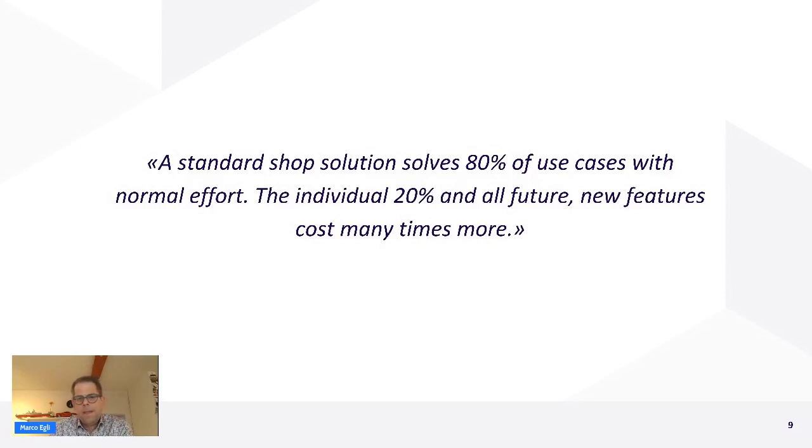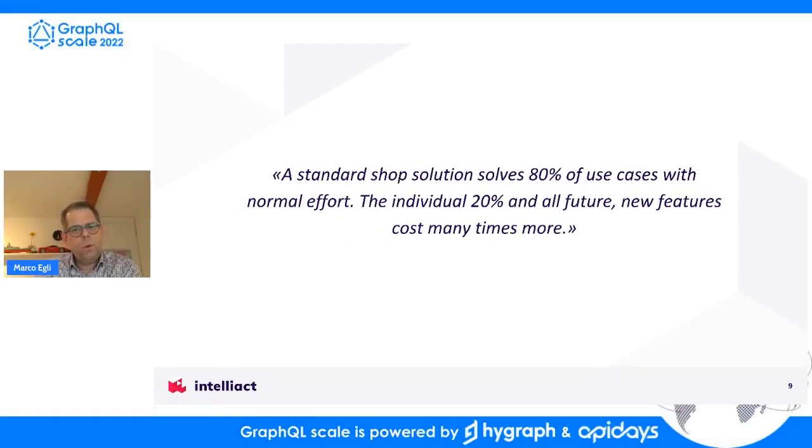With a standard shop, about 80% of all the use cases could be built with normal effort, but usually the individual 20% and all new or future features cost many times more. And all these extra costs were expected for the features just shown, because they're kind of special and don't really fit in a standard shop.